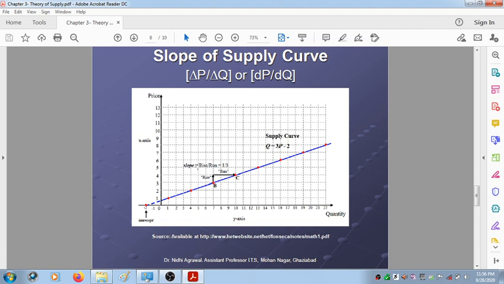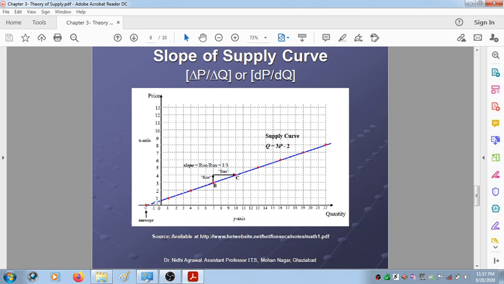Now let's focus on the slope of the supply curve. In the case of a linear supply curve, the slope is delta y upon delta x. If you are representing quantity on the y axis, the slope will be delta q upon delta p. Generally quantity is taken on the x axis, but in this figure we have taken y on the horizontal axis and x on the vertical axis. So with respect to this figure, the slope of this curve will be the intercept on the x axis, the vertical axis, upon the intercept on the y axis. So here it will be delta x upon delta y.